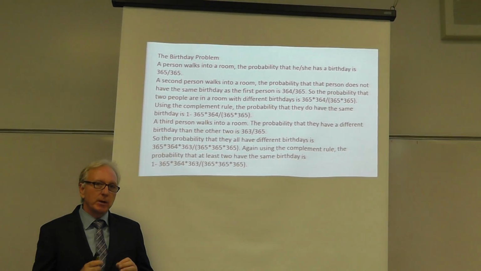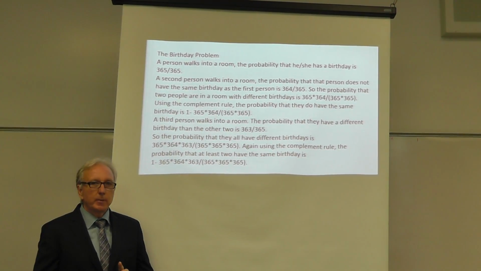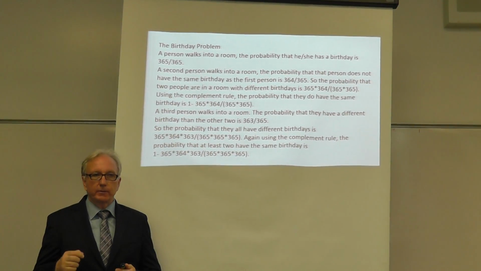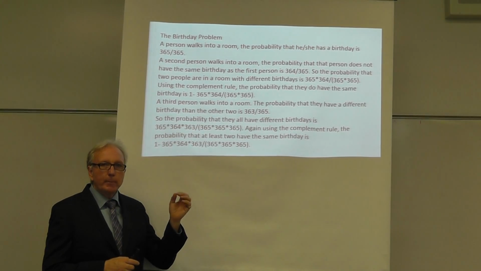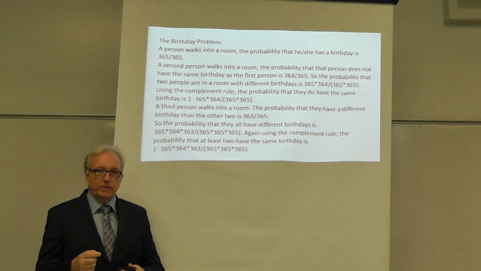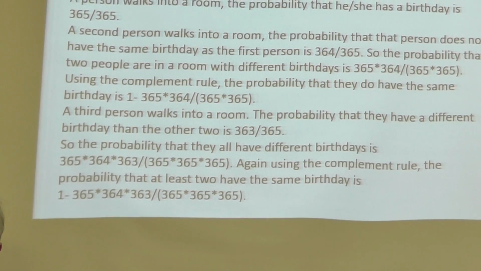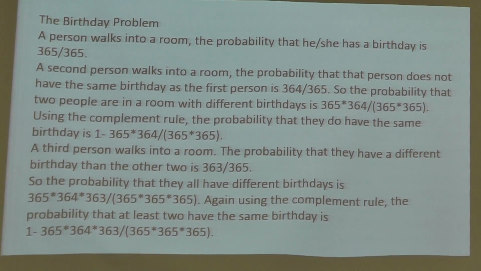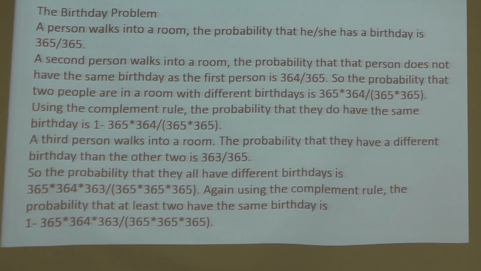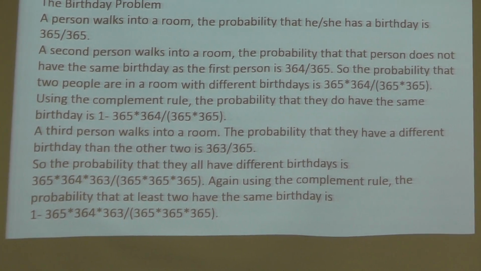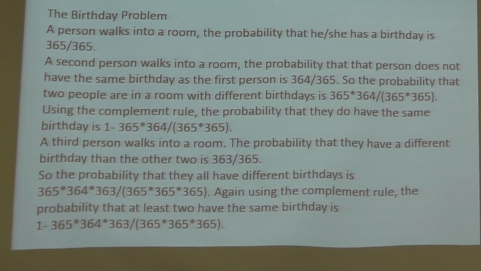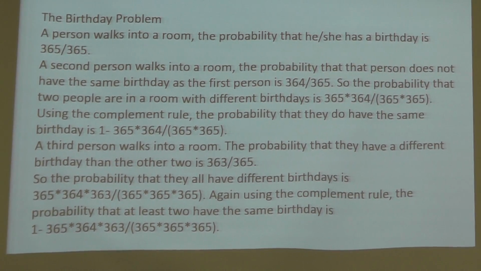So the next person that walks into the room, as you can see, the probability that they do not have the same birthday as the first person is 364 out of 365. So the probability that two people are in a room that do not have the same birthday is 365 divided by 365 times 364 divided by 365. Now, the complement rule says that if I subtract that from 1, that's the complement of two people not having the same birthday, which means 1 minus 365 times 364 over 365 times 365 is the probability that they do have the same birthday.